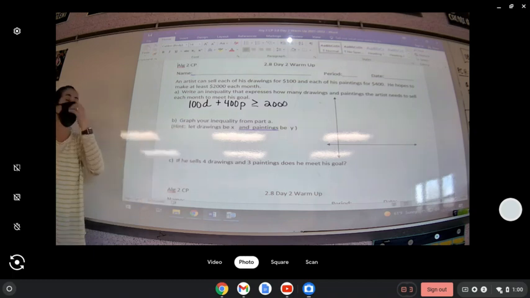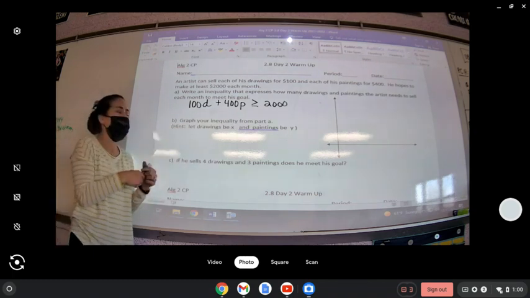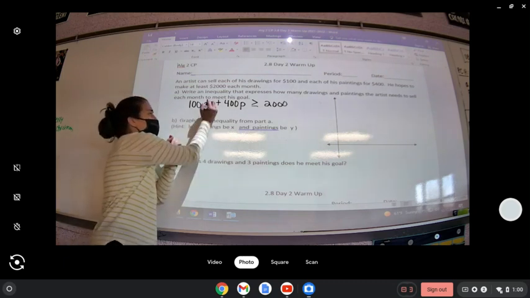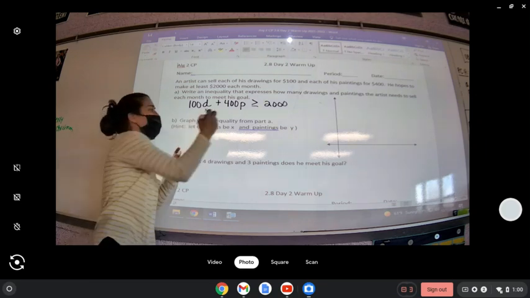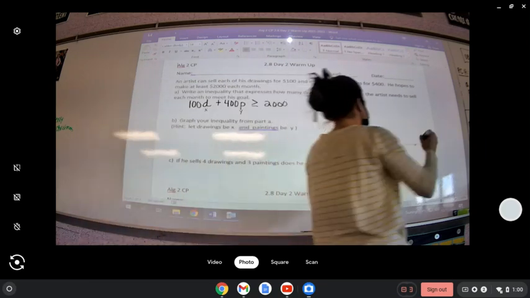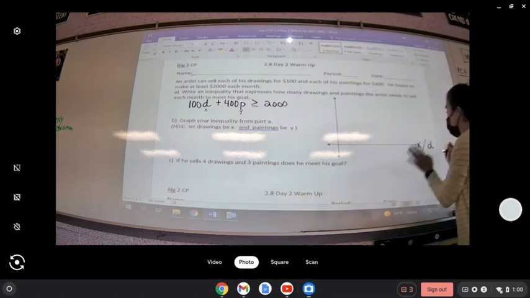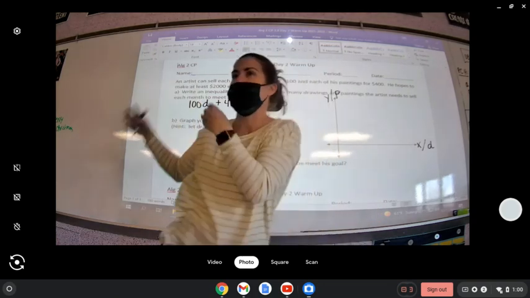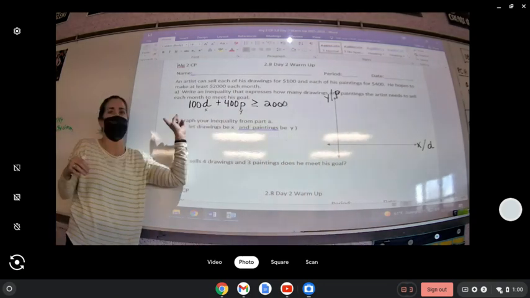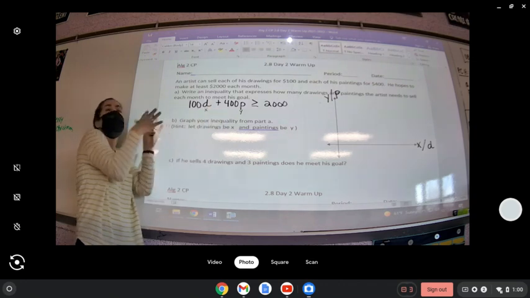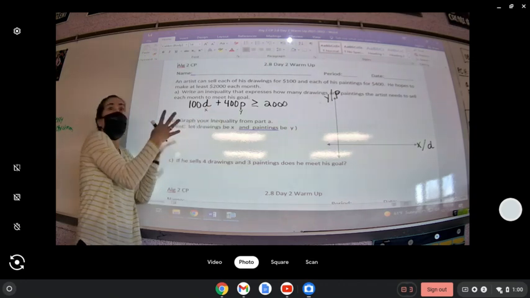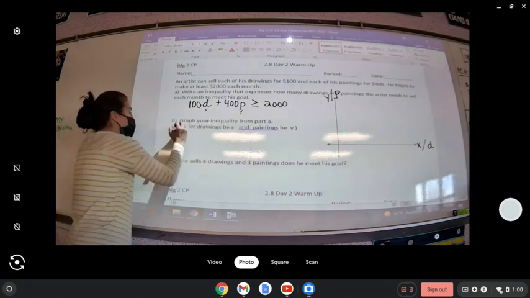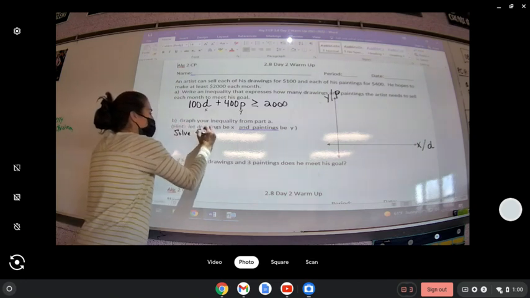All right, part B says, graph your inequality from part A. And they gave you a hint. Guys, normally we graph in terms of X and Y, right? So they said, let drawings, D, be your X's, and let paintings, P, be your Y. So on your axis, your x-axis is really your drawing axis, and then your y-axis is really your paintings axis. So guys, when we graph a linear inequality, what variable do we normally solve it for? Y. So since P is acting like Y, solve it for P. Get P by itself. So let's solve for P.